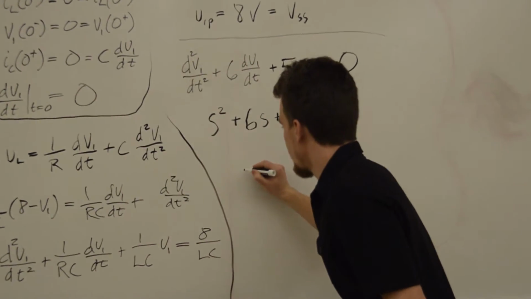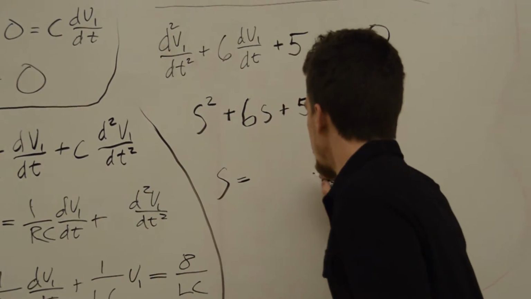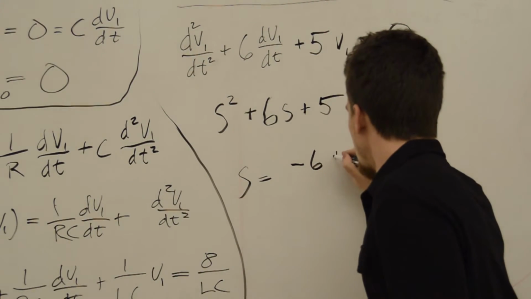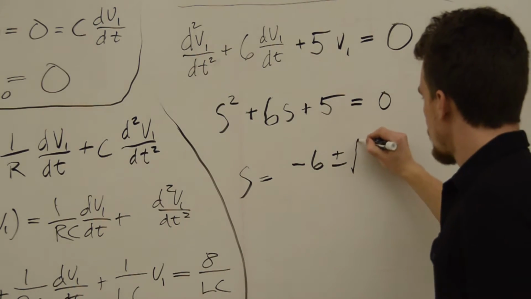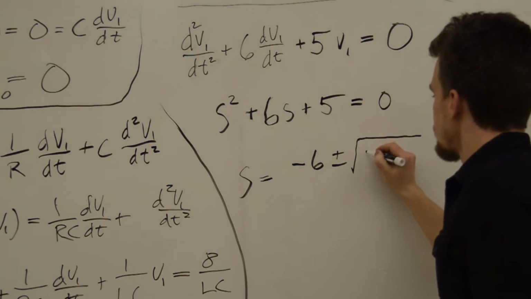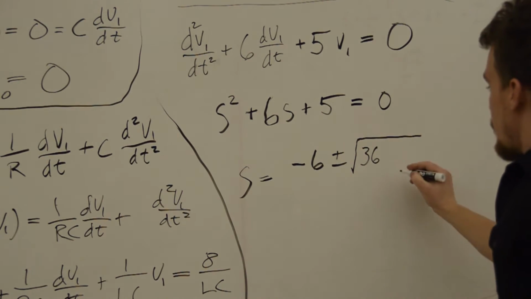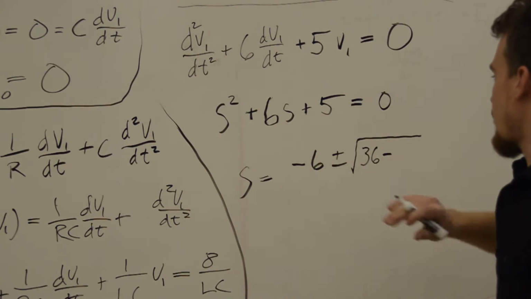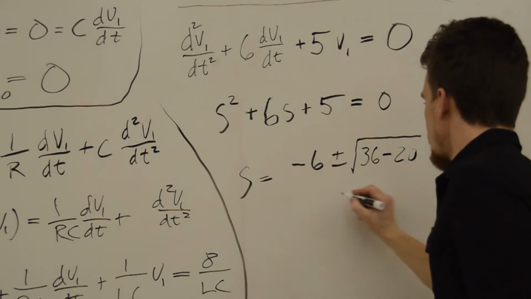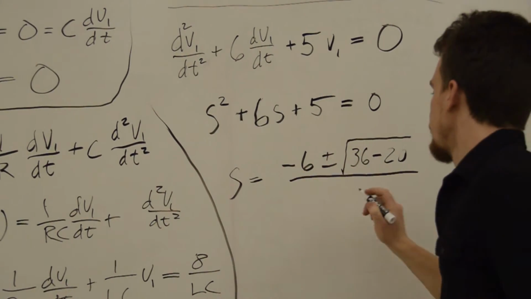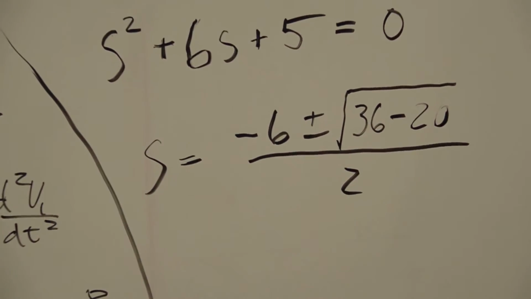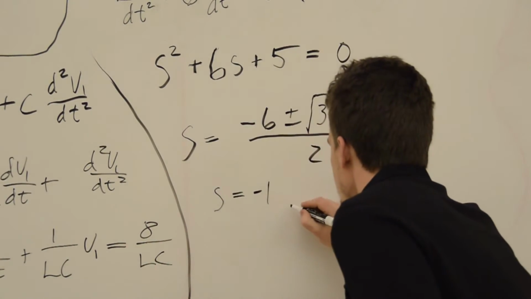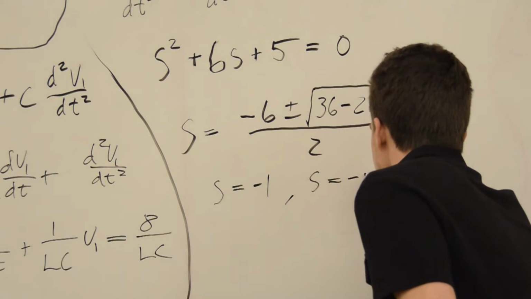From the quadratic formula, we'll get S is equal to -6 plus and minus the root of 6 squared, which is 36, minus 4 times 1 times 5, so minus 20, and all of that over 2 times 1. So what this is going to give us is that S is equal to -1 and S is equal to -5.